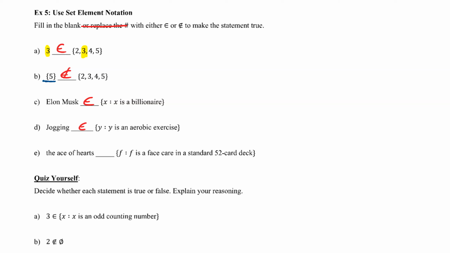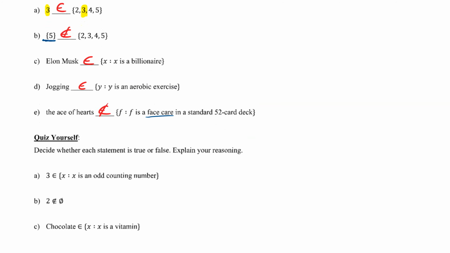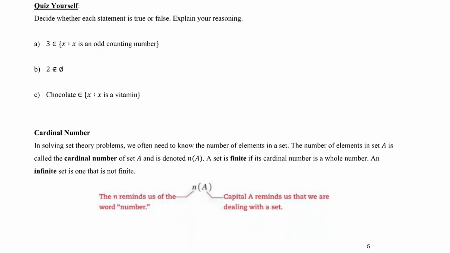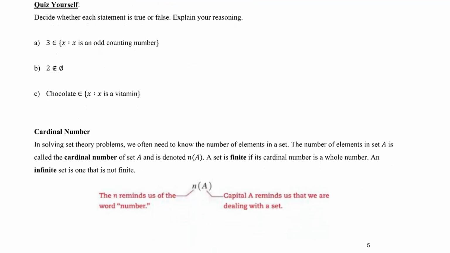And the last example we have, before y'all get into the try these, is the Ace of Hearts, and then we're looking at our set being face cards in a standard 52 deck. So an Ace of Hearts is a card, but it's not a face card. So that means this is not an element of that set. And then we have a few examples right there for y'all to try.